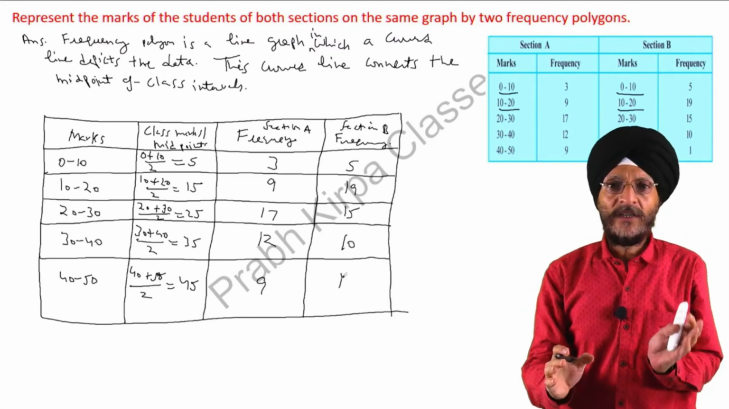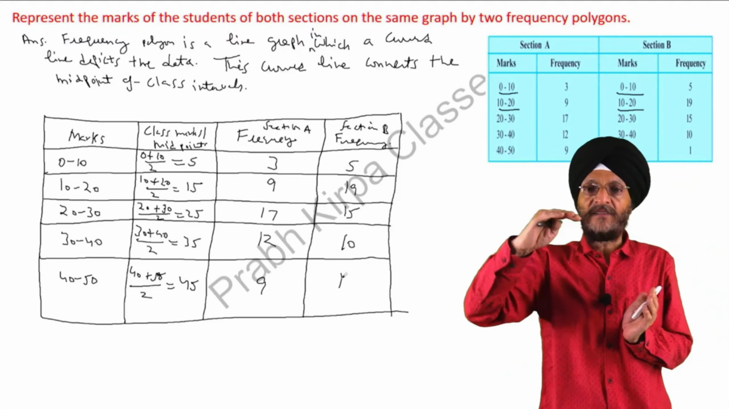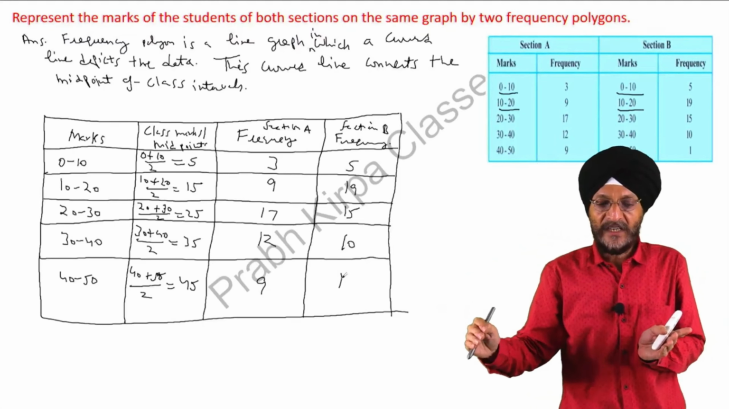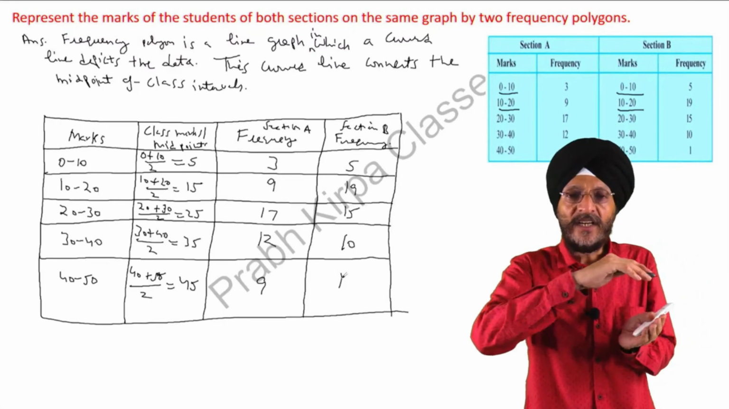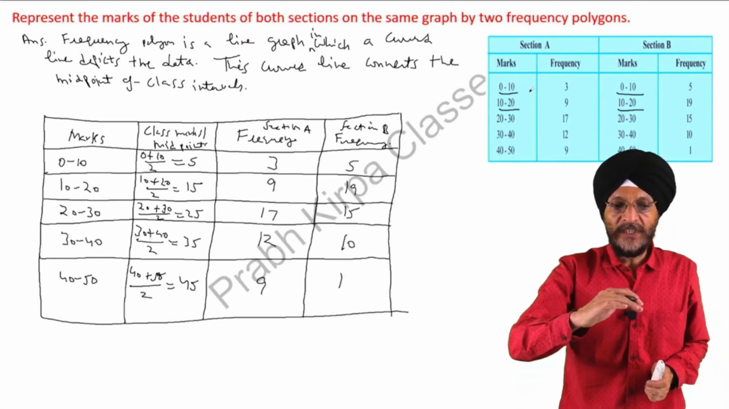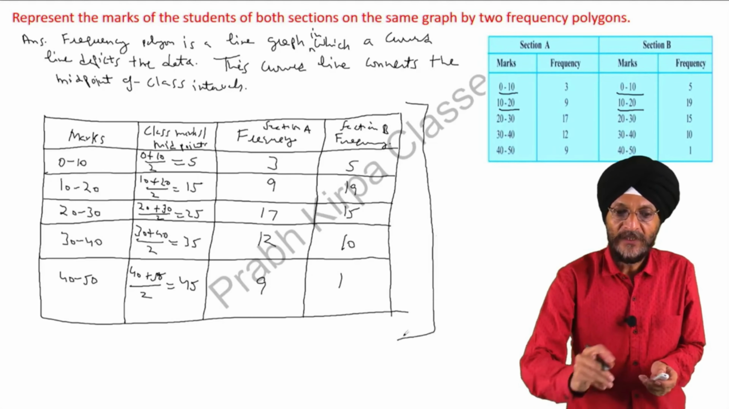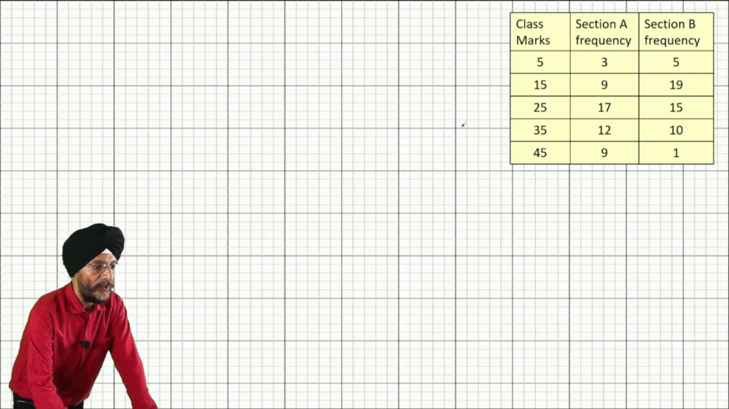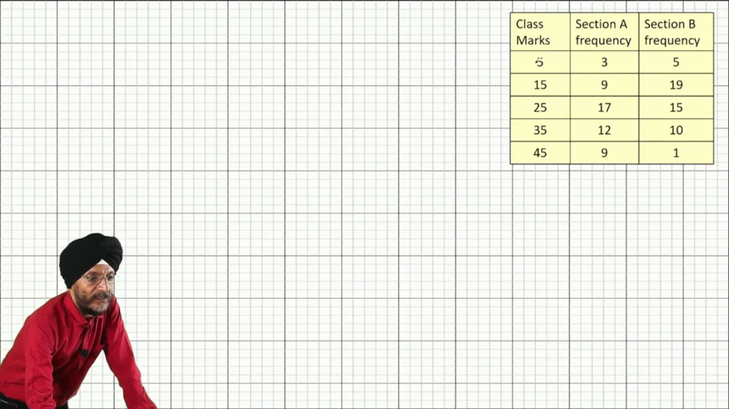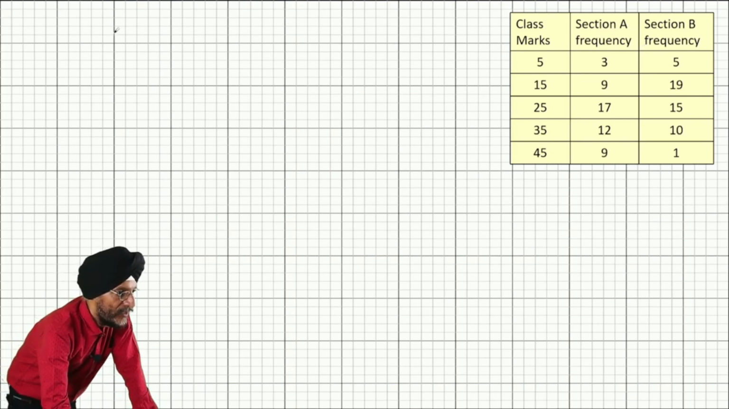So what we have done so far? Firstly, we have understood the meaning of frequency polygon, that it is a line graph where the curved line depicts the data. And how the curved line is formed? The curved line connects the midpoint of each class interval. So now we will form the two frequency polygons on the basis of this data, this table which we have formed. Now we have arrived at the midpoint of each class interval. Now using this information, we will form the two frequency polygons on the same graph. This is the graph, we will use it.